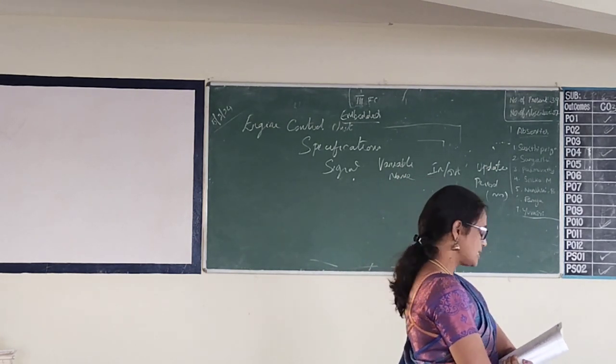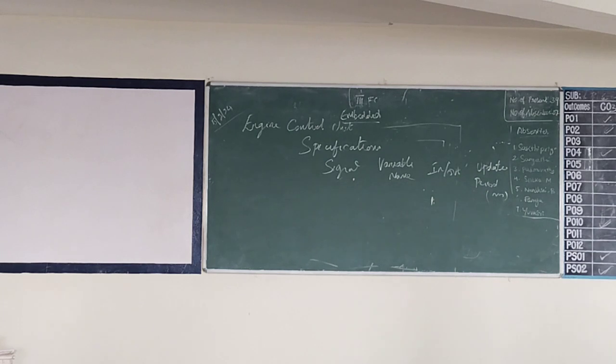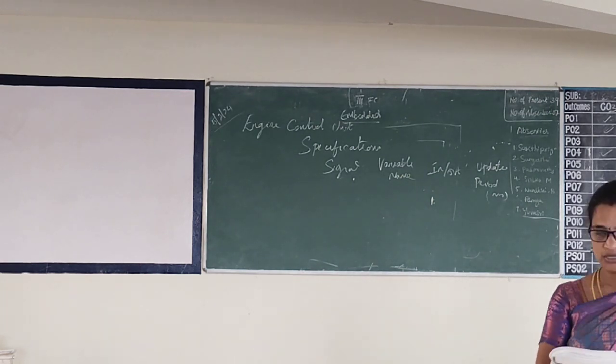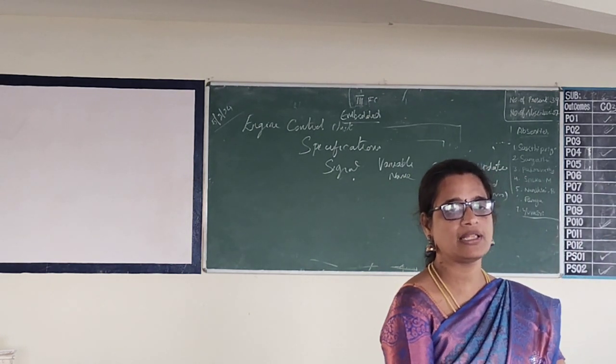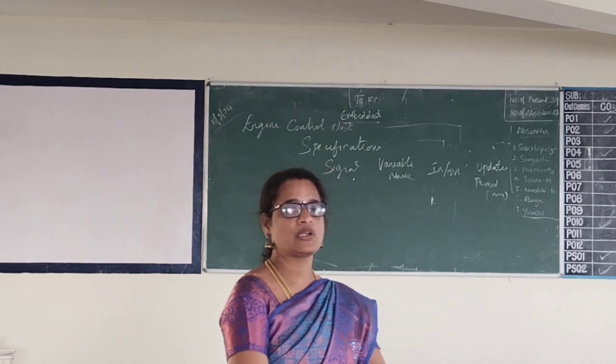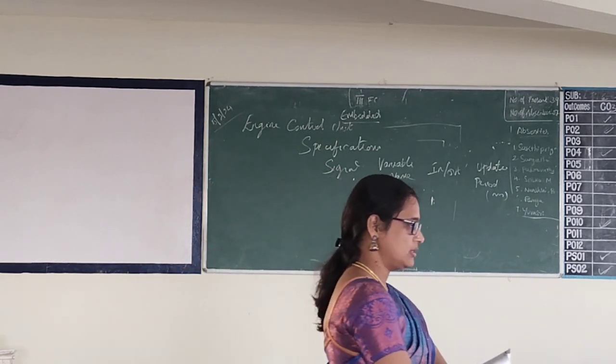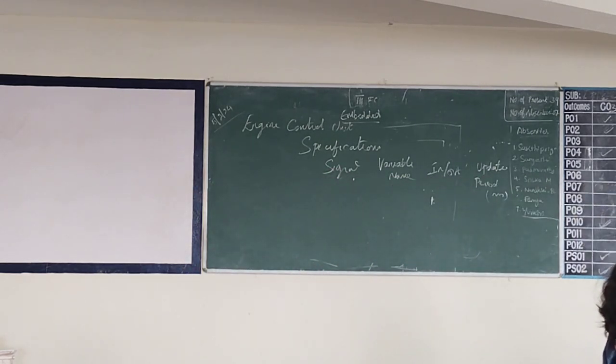Okay. The second signal that we are having is RPM. That is an input also. So the RPM acts as an input and it should be updated every 2 milliseconds.